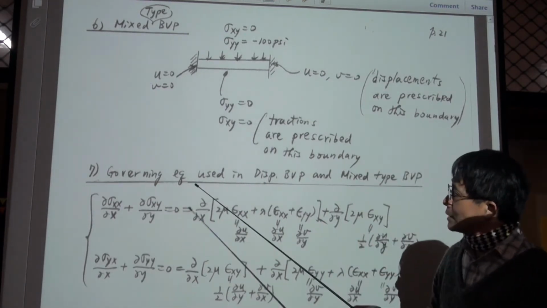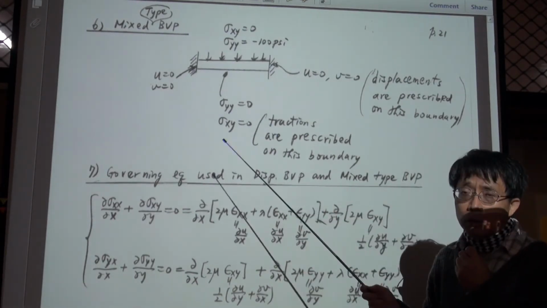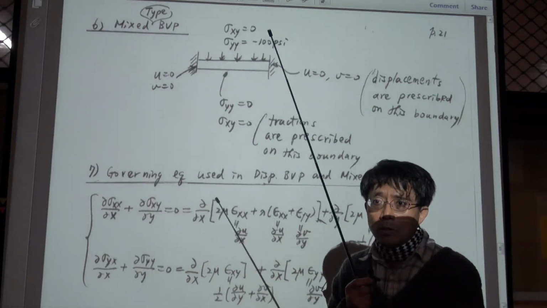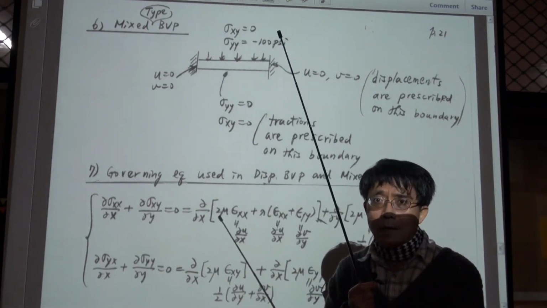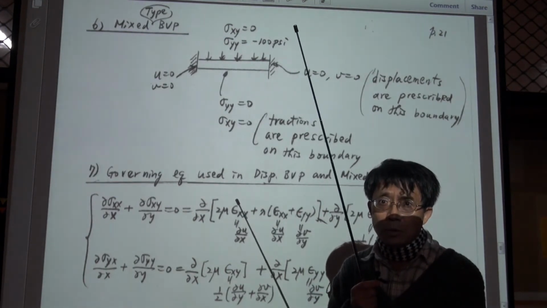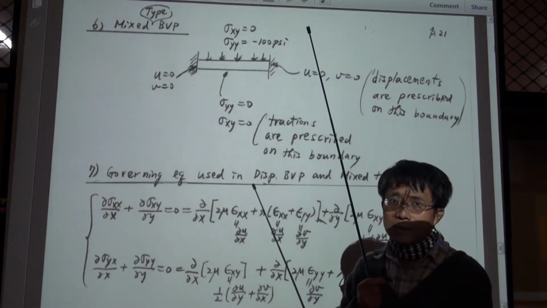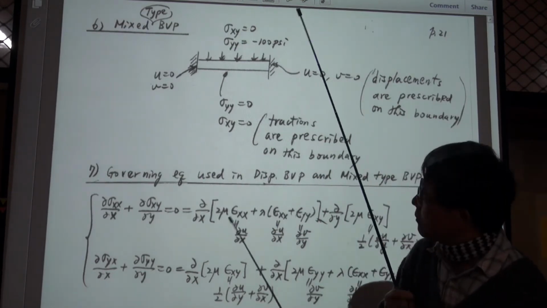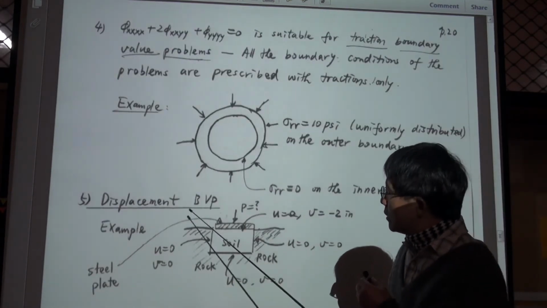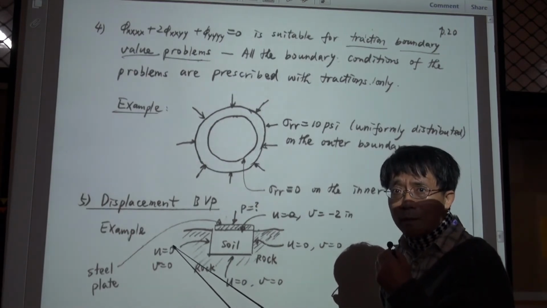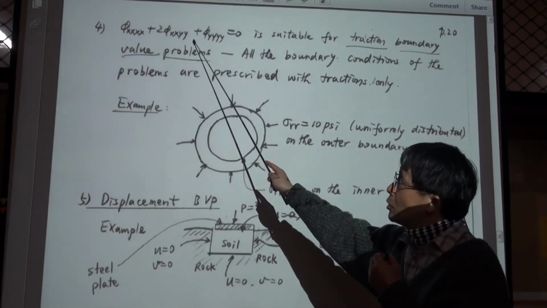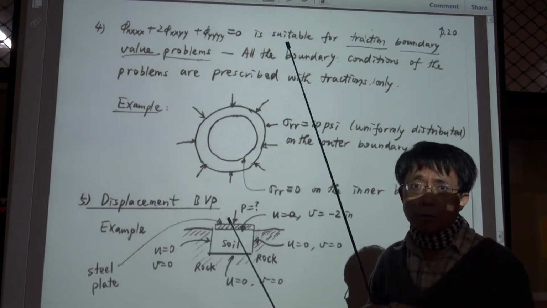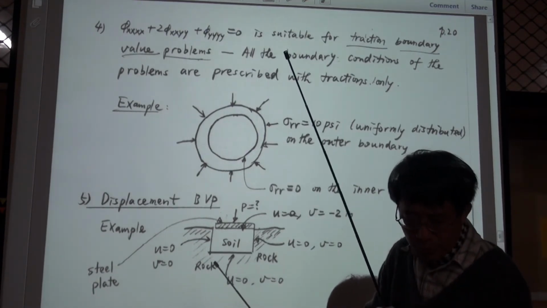Now, for such kind of problem, when you have to deal with the displacement boundary condition, what kind of equation should you use instead of the biharmonic equation? It means that if you are dealing with a displacement boundary value problem, you cannot use this equation. Then what kind of equation can you use? Let me derive the equation for you.